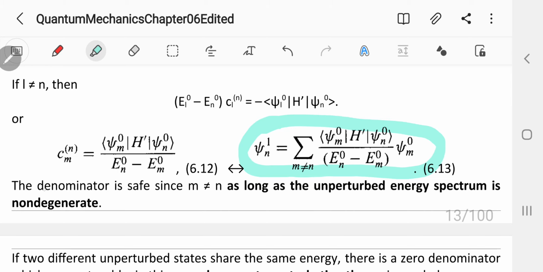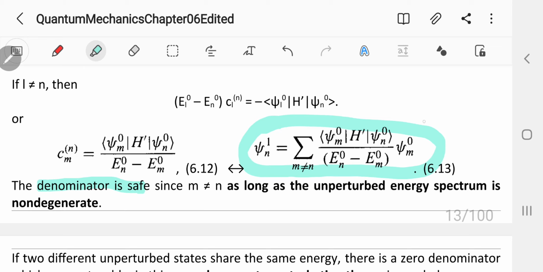So the denominator here is okay. It cannot be 0 because m is not equal to n. And this is an important result because we have the unperturbed energy spectrum here as non-degenerate. But how about if the unperturbed system has a degenerate energy? So how would we do that?